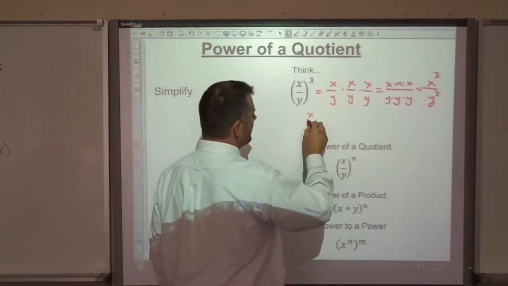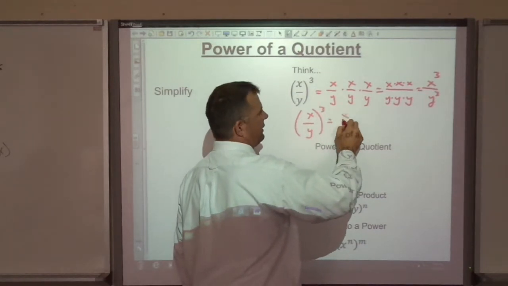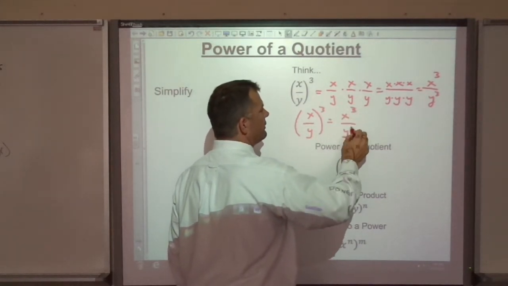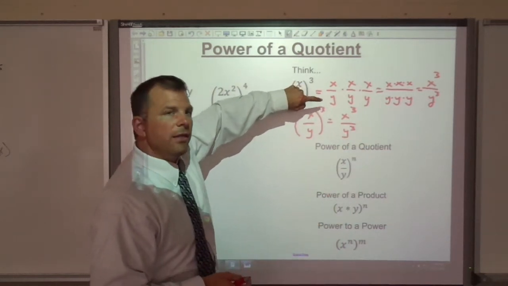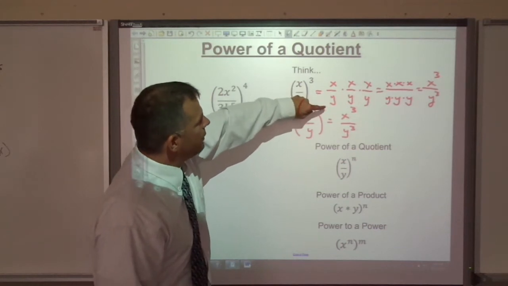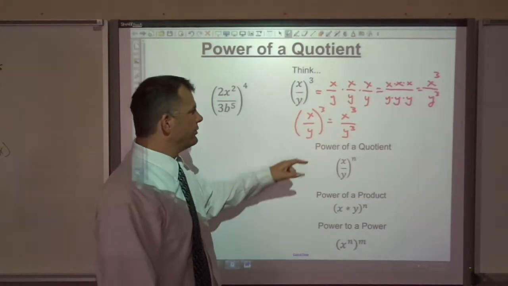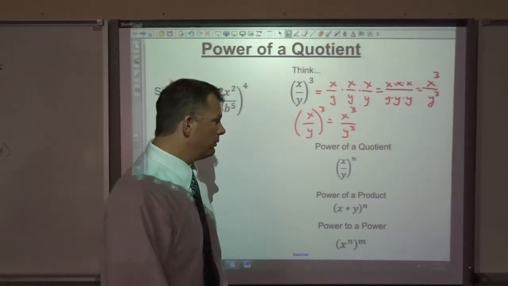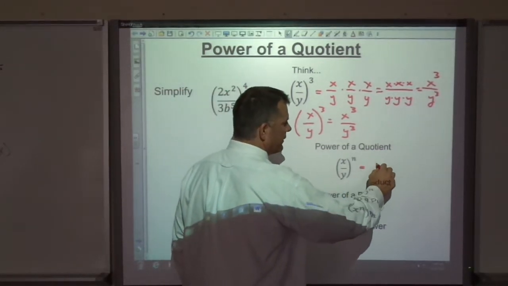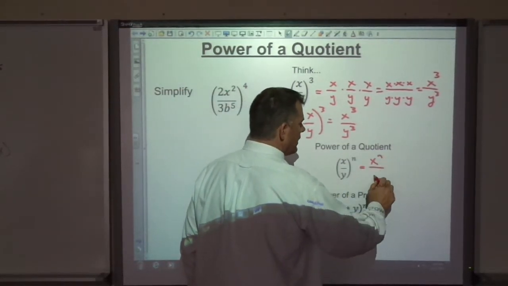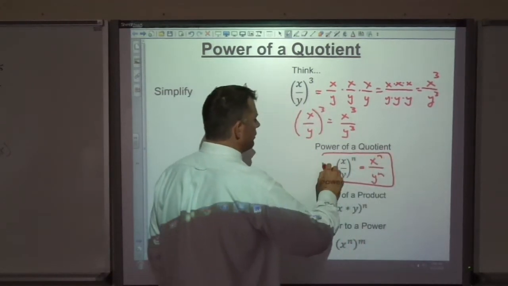So if we have x over y to the third, that is equal to x to the third over y to the third. Which means we can take the exponent that's on the outside of the fraction, or the division problem, and raise the top to that power, and then raise the bottom to that power. So power of a quotient rule, if we have x over y raised to the n, we can take the top to the n, and we can take the bottom to the n. This is the power of a quotient rule.